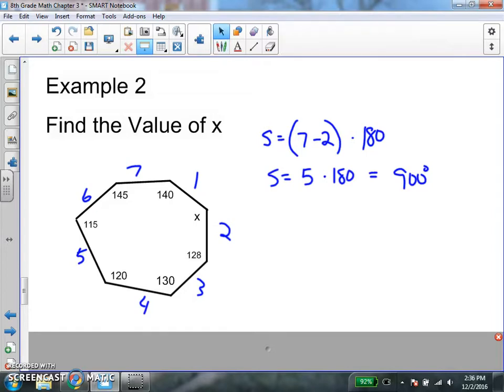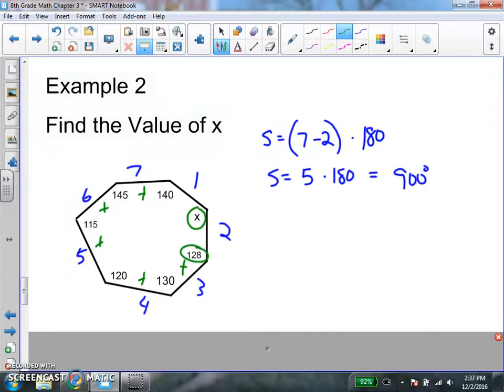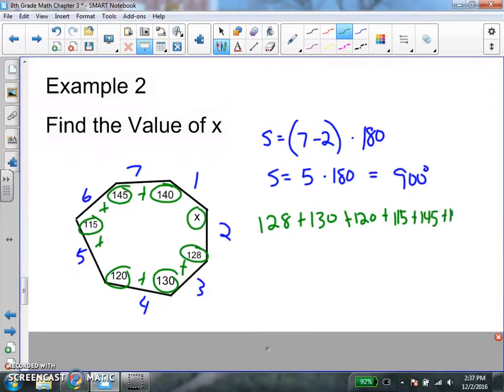Well, looks like I'm missing one of my values right here. So how could I find that value? One way would be to add up the values that I do know. I know 6 of them. Oh, sorry if you heard the bell in the background there. And subtract that total from 900. Okay, so if I add, I'll start at 128 and then work my way around this direction and add those numbers. I could actually write an equation here. 128 plus 130 plus 120 plus 115 plus 145 plus 140 and also plus x. All those added up together have to equal 900 degrees.